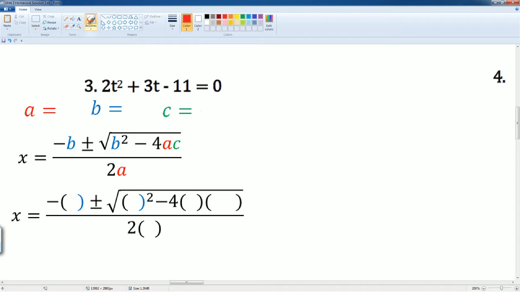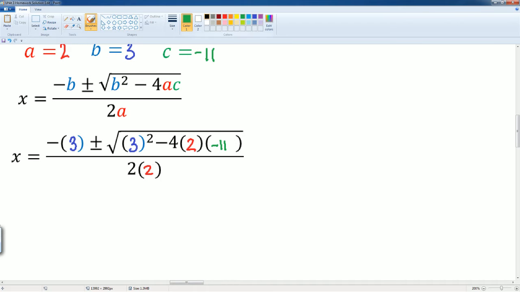This template has to be memorized for the tests. A is 2, B is 3, and C is negative 11. Okay, plug it in. This becomes a 3, 3, the radical, which is 2, 2, and this is a negative 11. Perfect. All right, let's simplify it.